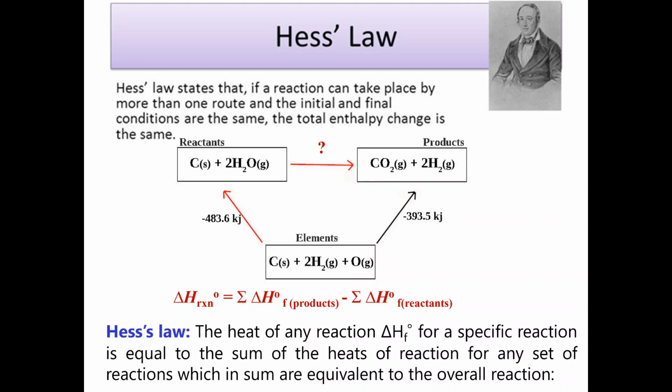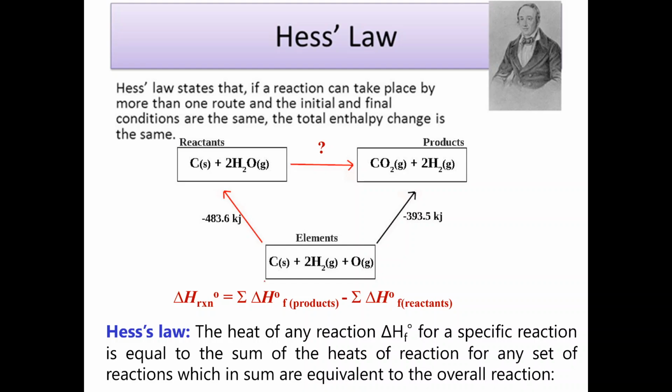so it's kind of stated a little bit better at the bottom. So the heat of any reaction, delta H naught F, or delta HF naught, however you want to say it, for the specific reaction is equal to the sum of the heats of the reaction for any set of reactions in which the sum is equivalent to the overall reaction. So I think that's probably a better way of stating it. Okay, but what that means is, if I can, for instance, find the standard enthalpy for a reaction that can make up the reaction I'm looking for.